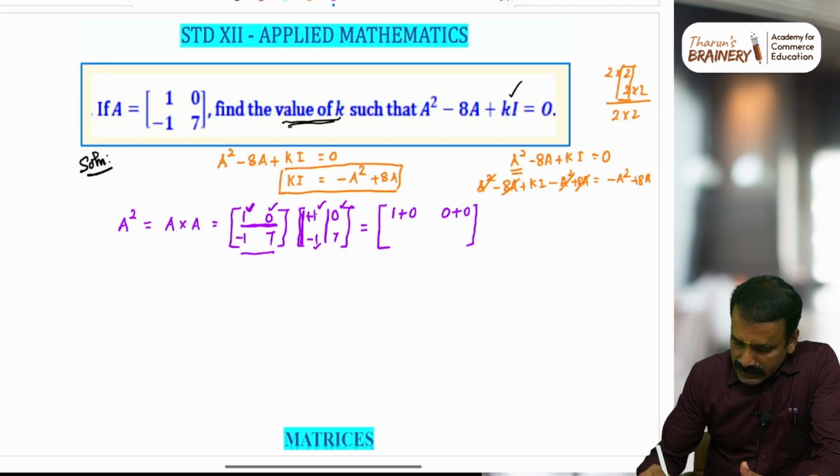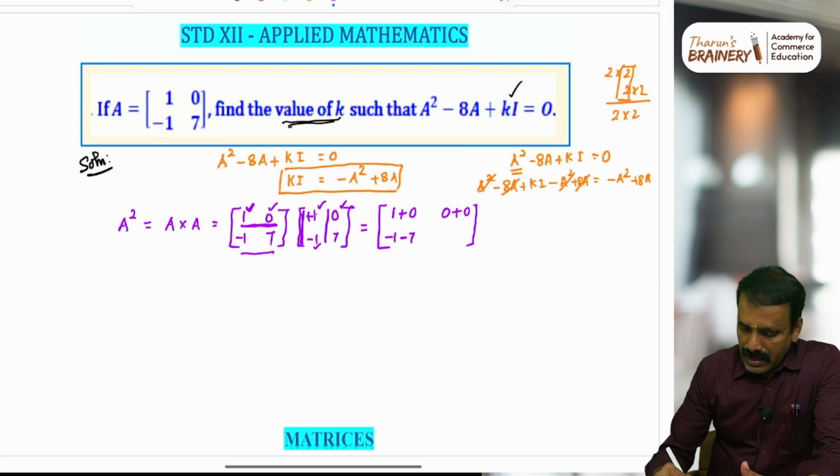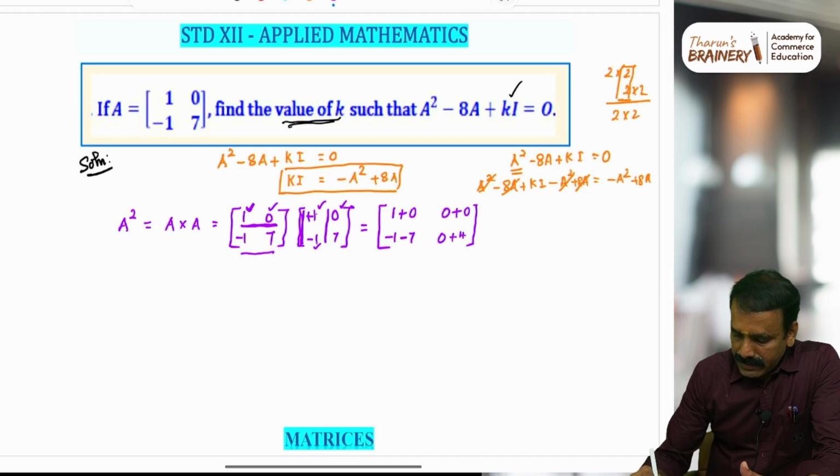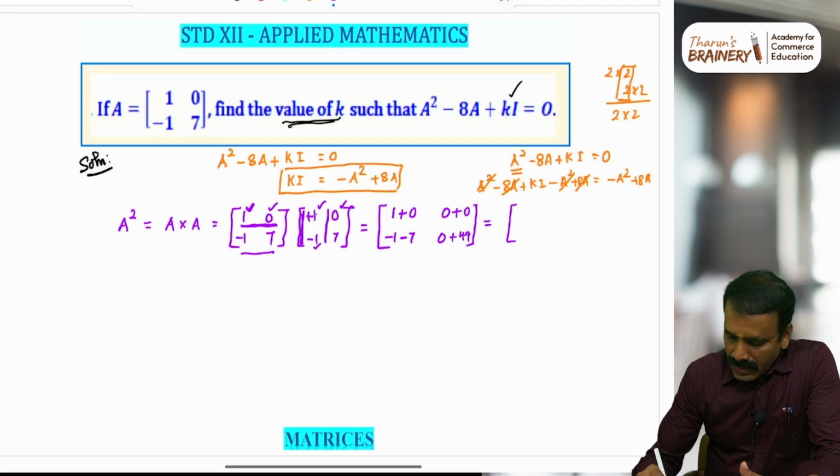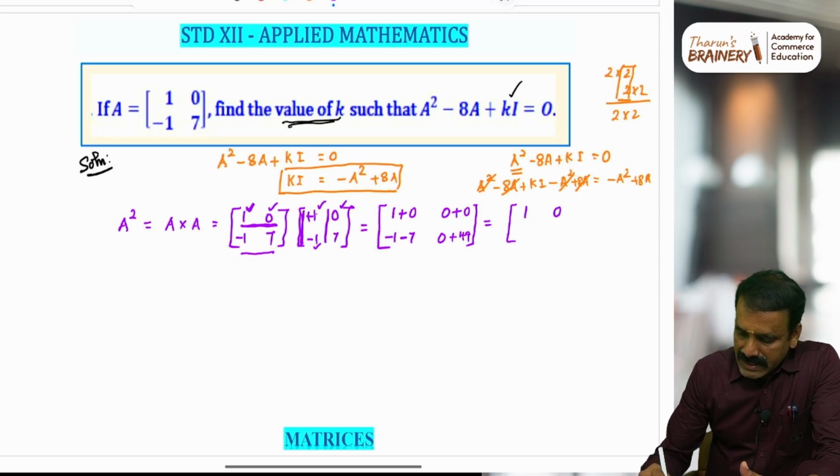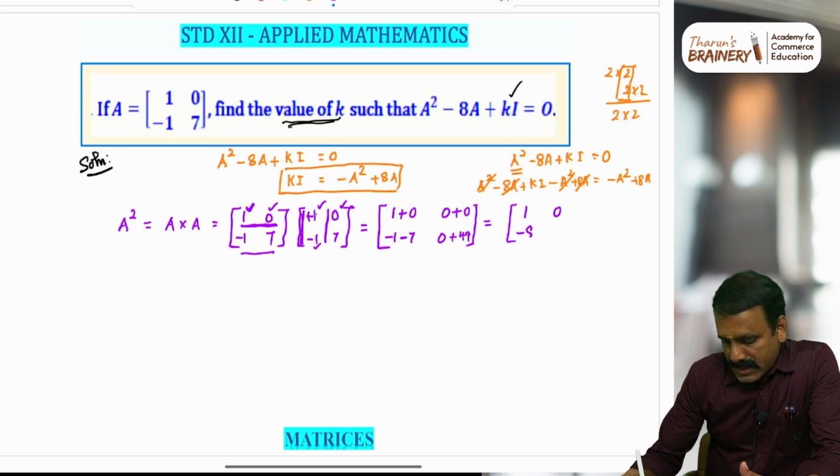Minus 1 into 1, it is minus 1. 7 into minus 1, minus 7. Then minus 1 into 0, 0. 7 into 7, it is going to be 49. So we simplify. 1 plus 0 is 1. 0 plus 0 is 0. Minus 1, minus 7, both have the same sign, so add and maintain the same sign: minus 8. Then 49.